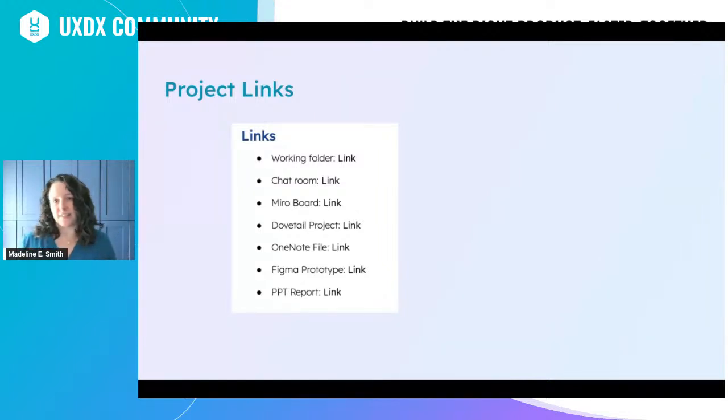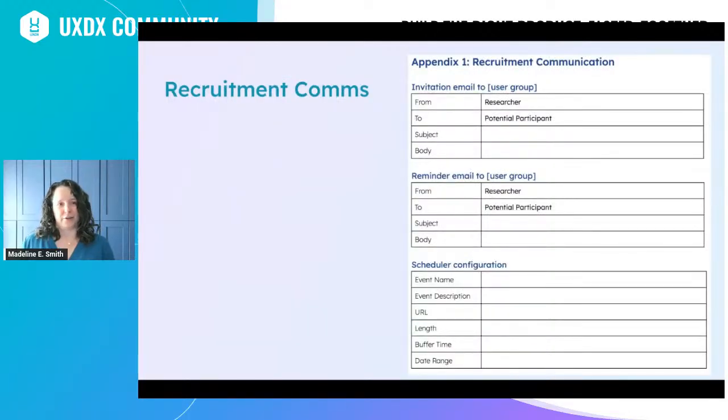All of this information is somewhat common for people to include in their research plans. What I don't see a lot of are the appendices that I include. So I include 1 to 3 appendices, kind of depending on what the project actually needs. So the one that I almost always include is recruitment communications.